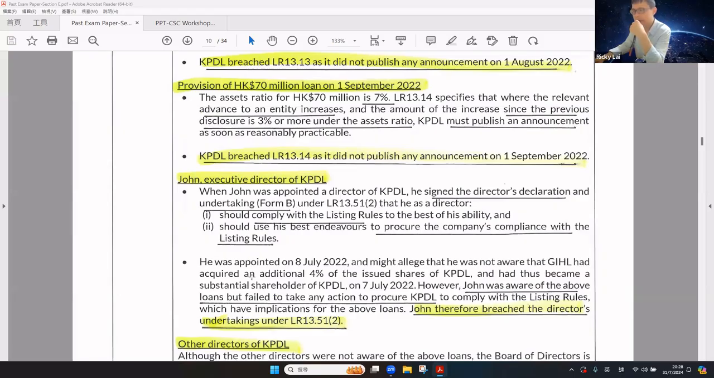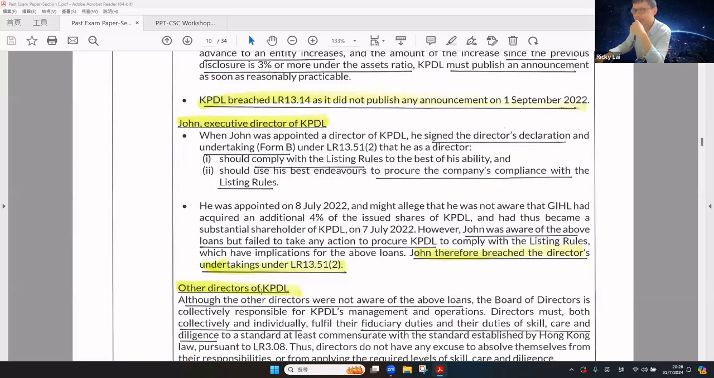How about the directors? Okay, when John was appointed as a director, he signed the director declaration, that is Form B. As I mentioned in the previous topic, Form B has been abolished since 31 December 2023, because the director undertaking has been included in the listing rule. Therefore, you should revise some language here. That is, according to the listing rule on the director undertaking, the director should comply with the listing rule to the best of his ability and should use his best endeavours to procure the company to comply with the listing rule.